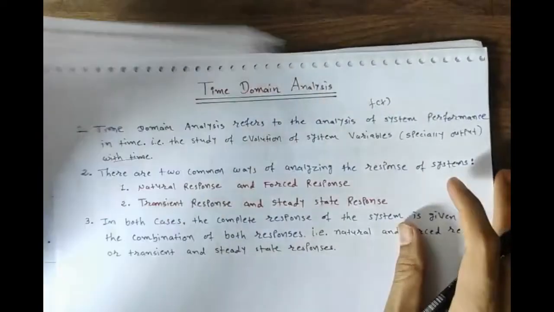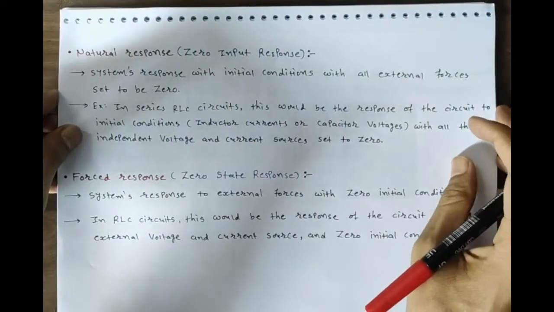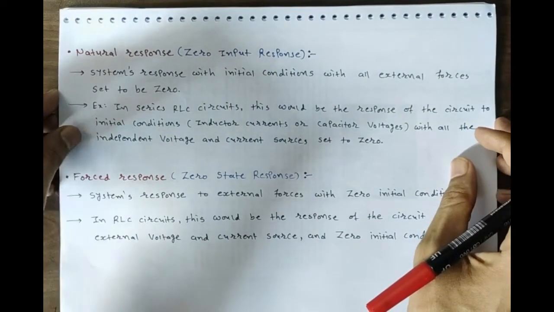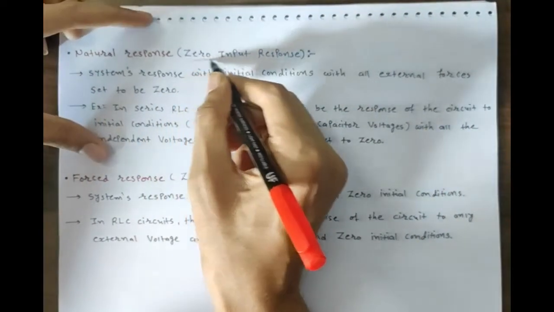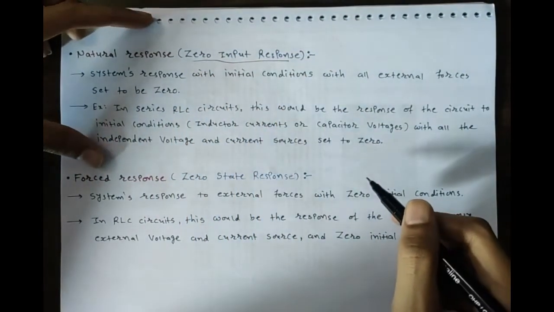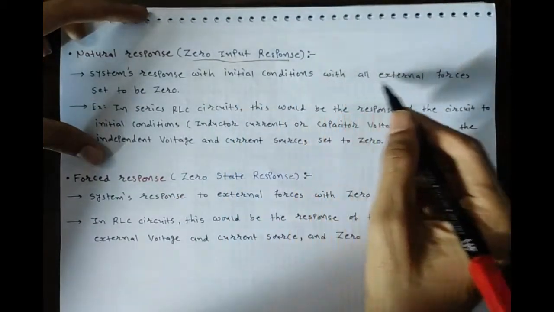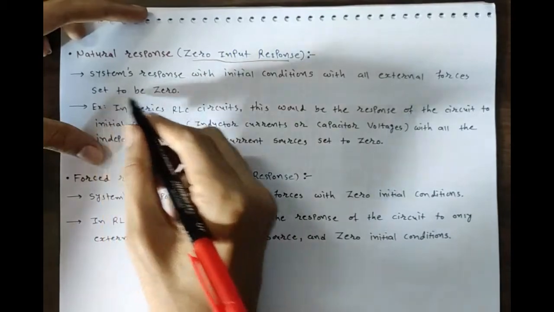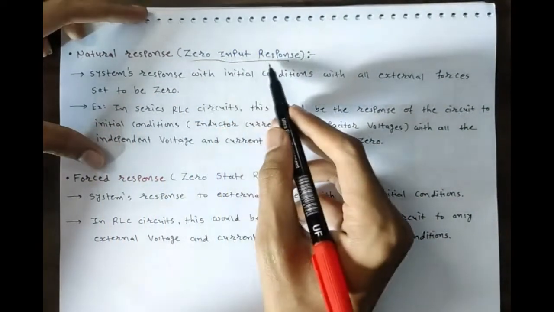So let me just introduce you with these definitions. Okay, so what is natural response, or it is also known as a zero input response? So whenever a system responds with initial condition with all external forces set to be 0, it is also known as a zero input response.